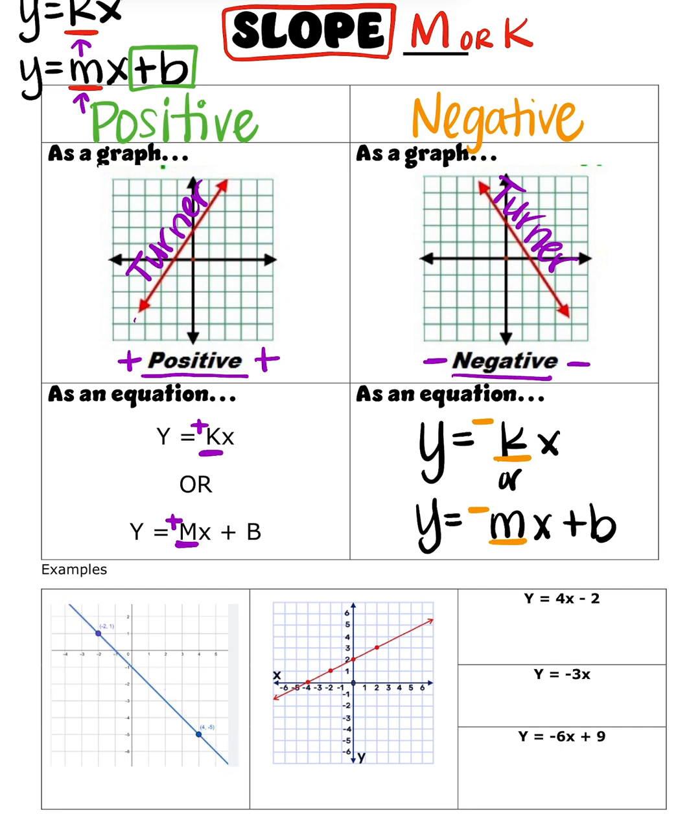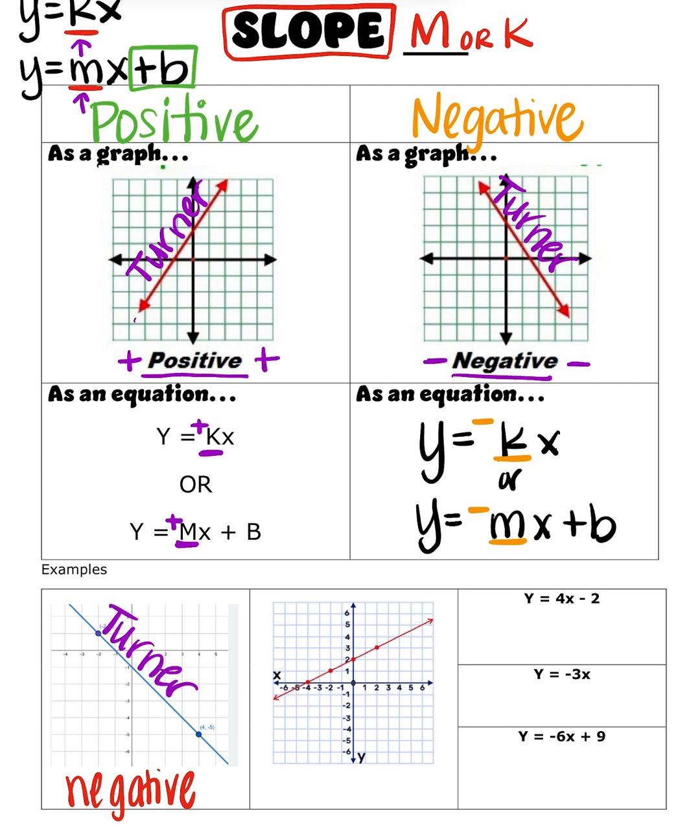I could also use my name test where I write Turner on the line. You can write your name. And where's the end of my name? Well, the end of my name is here at the bottom, which means this is a negative slope. So I'm going to write negative because this is going to be a negative slope.